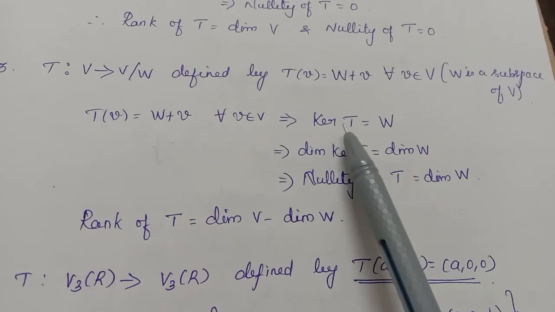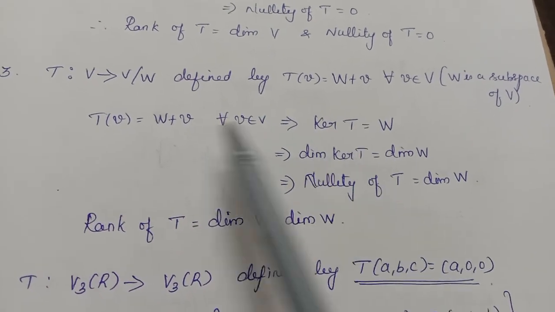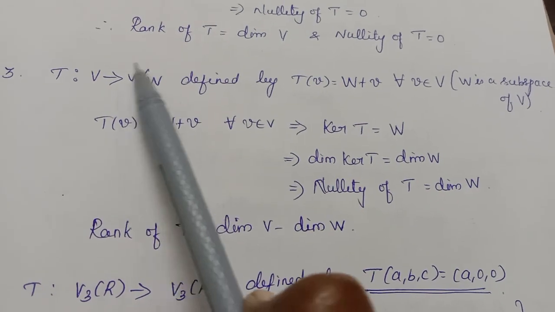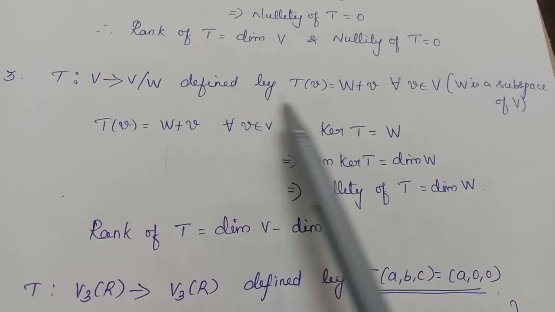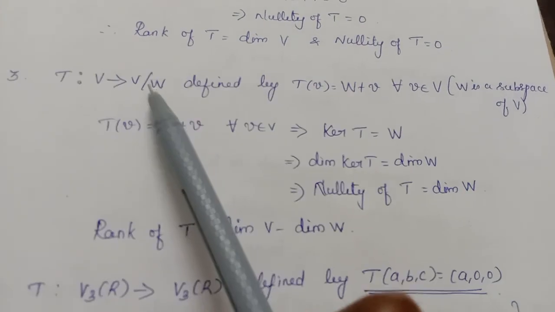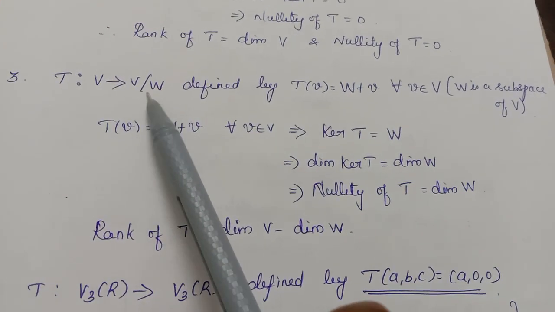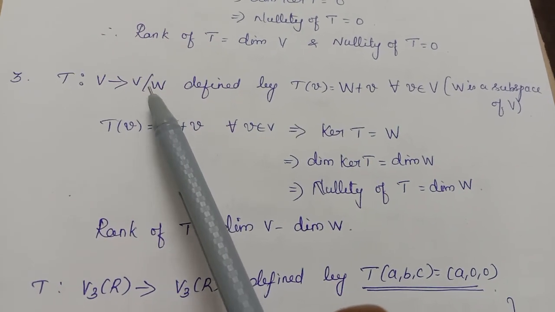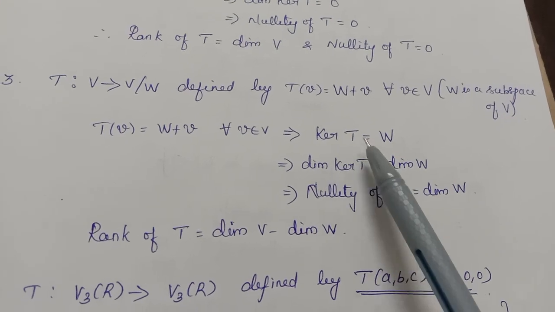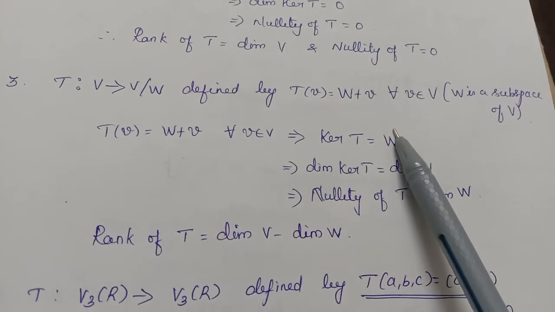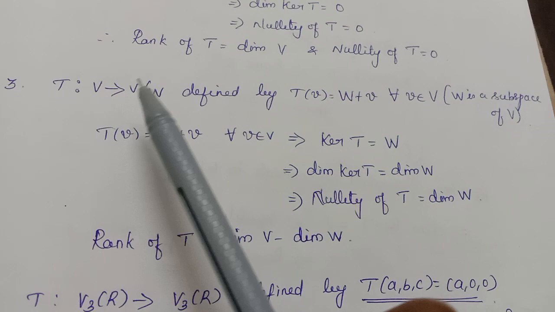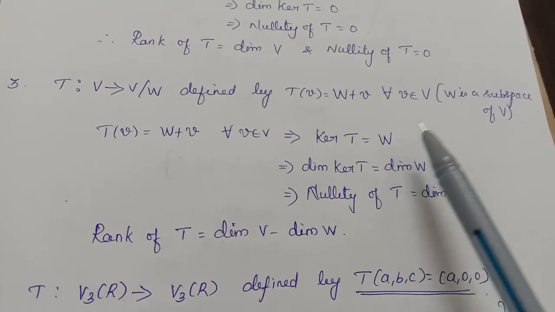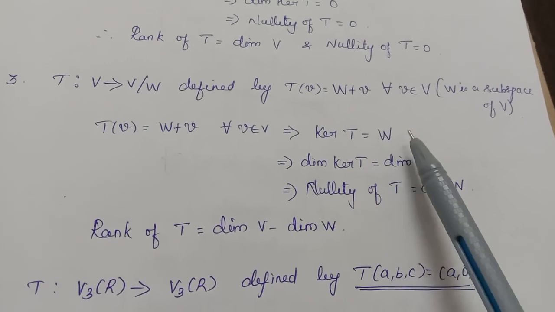So kernel of T will become, kernel of T means what? The set of all elements of V which are mapped to the 0 element of this space. Look at this space. This is V by W, no, every element will take the form W plus v. So what is the 0 element of this space? W plus 0. That is simply W. So kernel of T is equal to what? W, because if W is a subspace, no, if that element belongs to W, you will get W, otherwise it will be something different. So kernel of T equal to W.